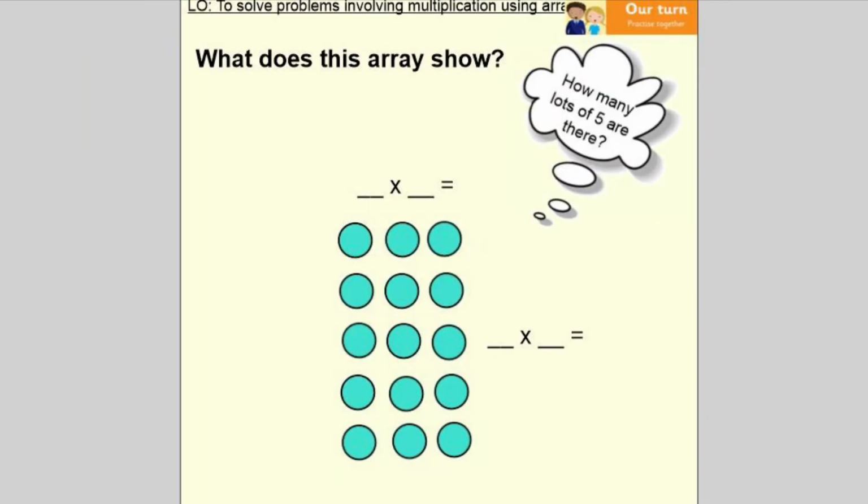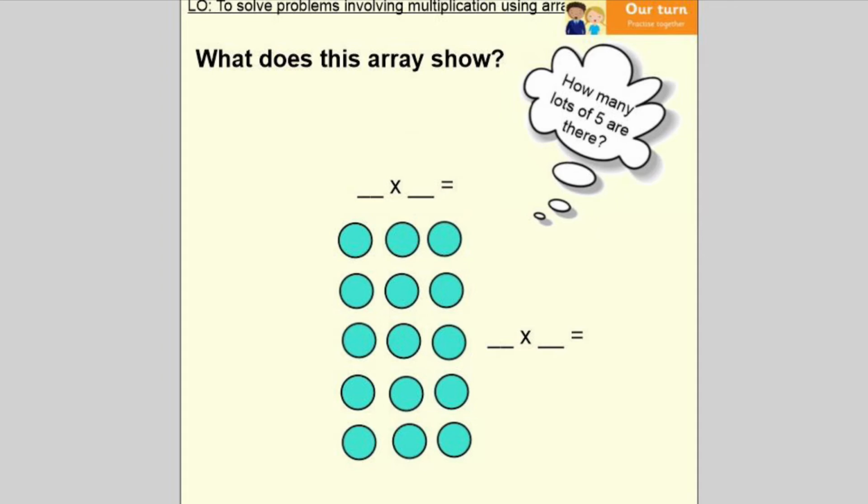Now let's look at this one. What does this array show? So we've got a hint in the thought bubble that says, how many lots of 5 are there? Well, I can see that going down, we have 5 dots. So now I need to count how many we've got across. 1, 2, 3. That means there are 3 lots of 5.